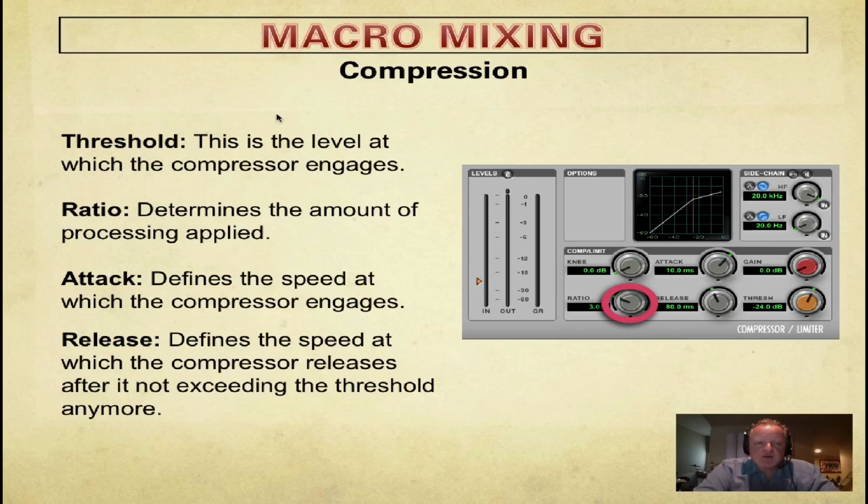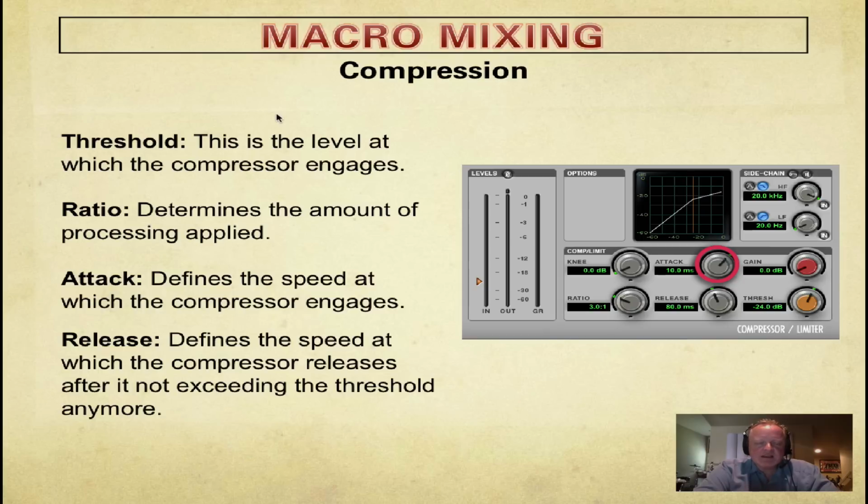Ratio is the amount of processing applied, which takes the number of what goes over and calculates how much of that will be heard. And we will go through the mathematics of that in a second. The attack time defines the speed at which the compressor engages, which is one of the most important things and one of the least understood things in compression.